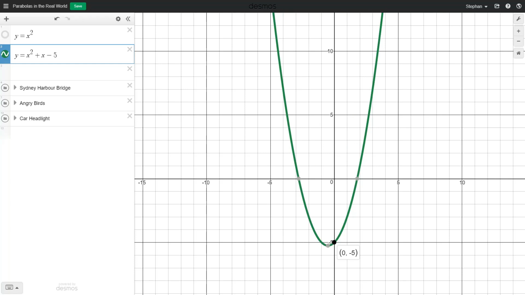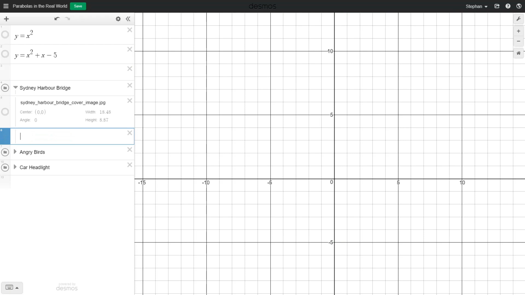So putting different numbers and different values in different places in this quadratic relation doesn't change the graph. It's still a parabola, but it changes specific characteristics of the parabola. So I might make it wider or thinner, or I might move it across or up or down. And that's useful for us to know when we start looking at real-world applications.